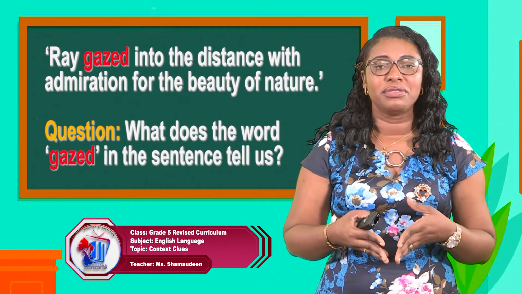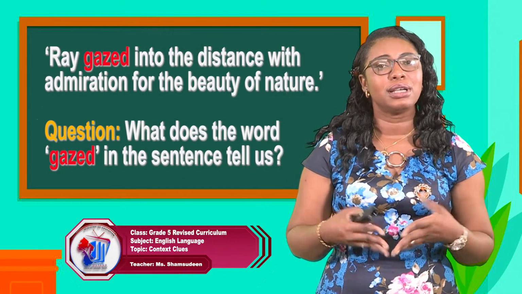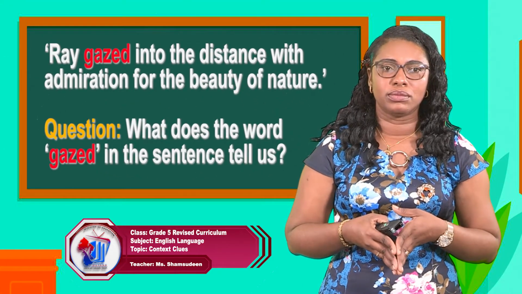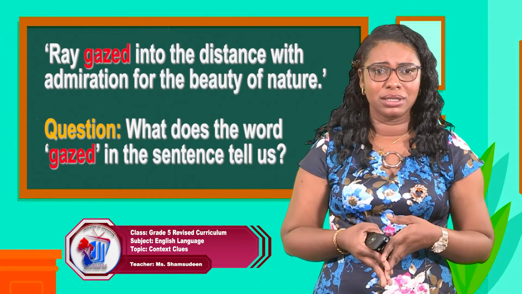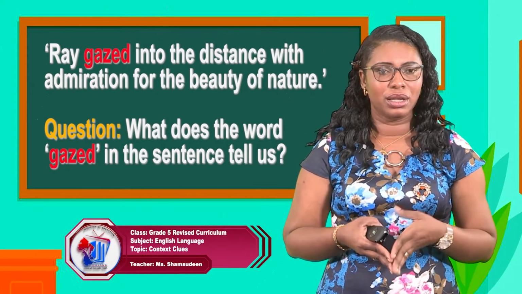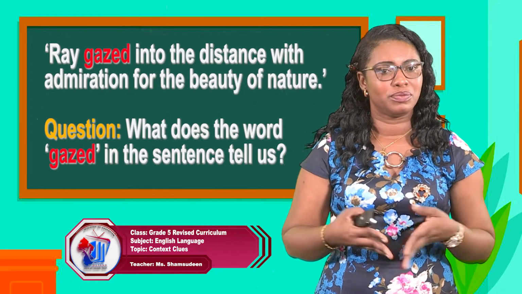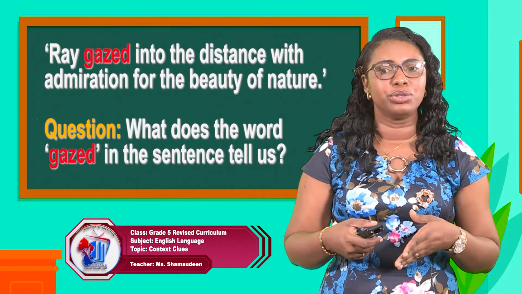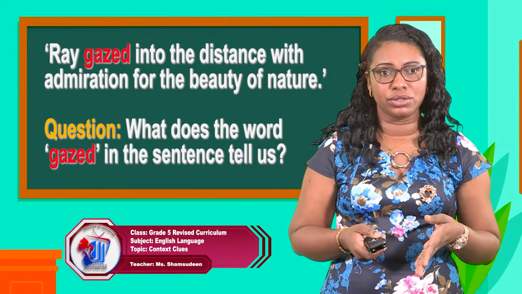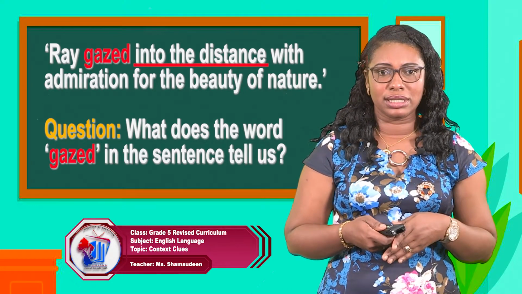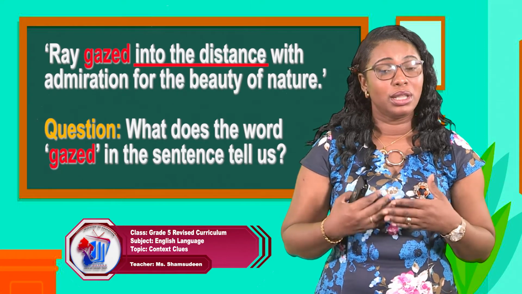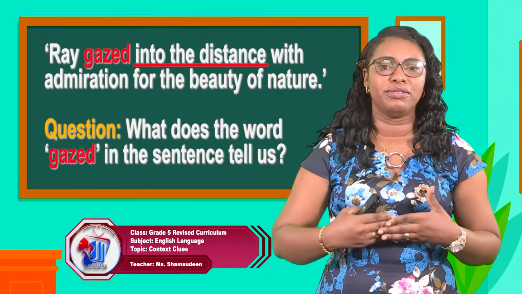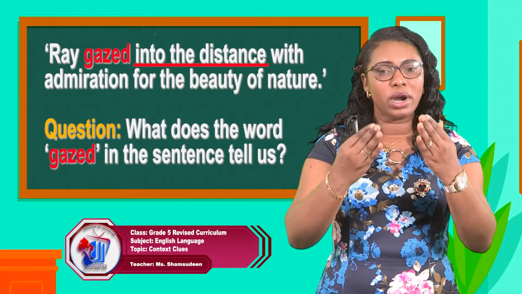Now, let's look at some of the things that were said in that sentence to help us find the meaning. What was Ray doing? Was he dancing happily? Was he searching frantically? Was he looking with amazement? Look back at the sentence. Ray gazed into the distance with admiration for the beauty of nature. Now, into the distance. That part tells us it wasn't something that was pretty near. It had to be something that was far away from Ray. So he was looking towards something.